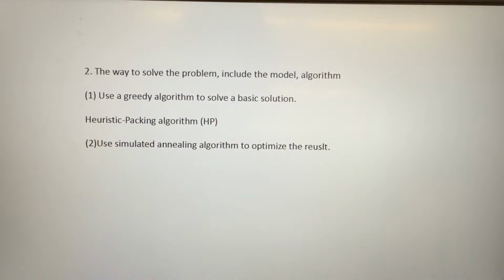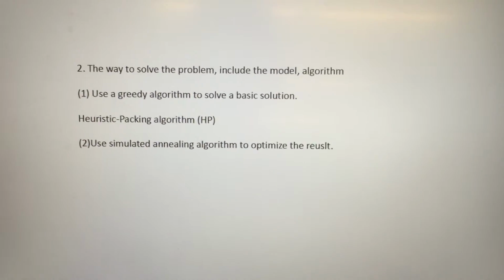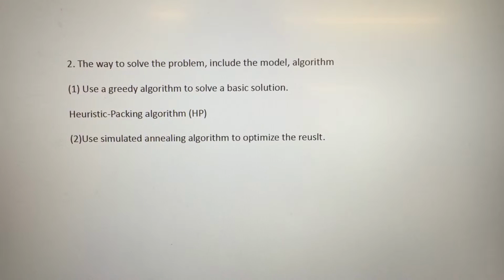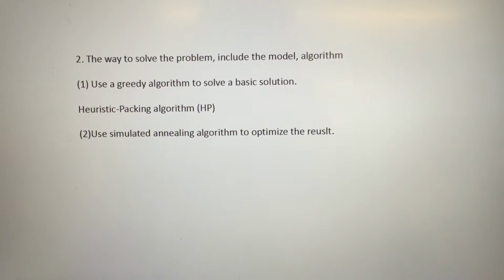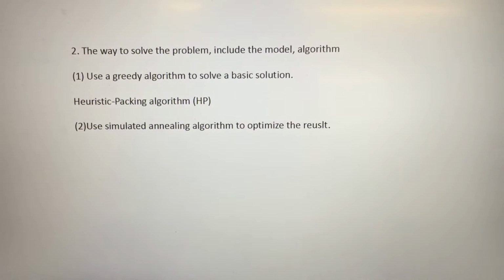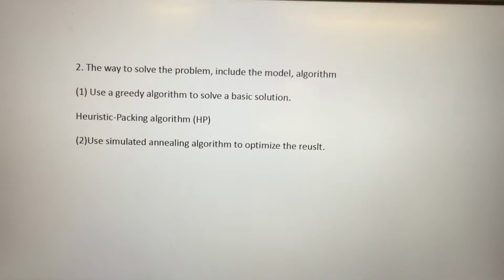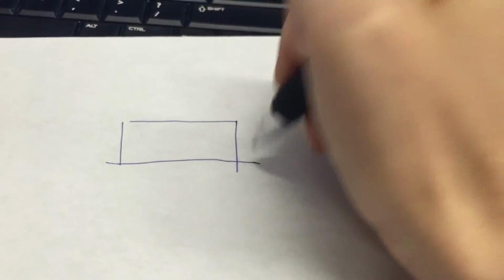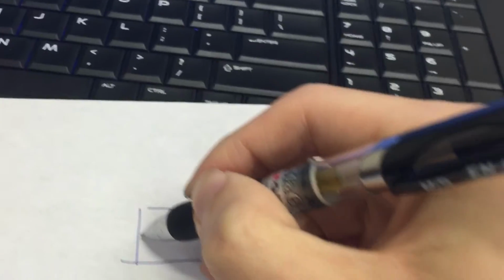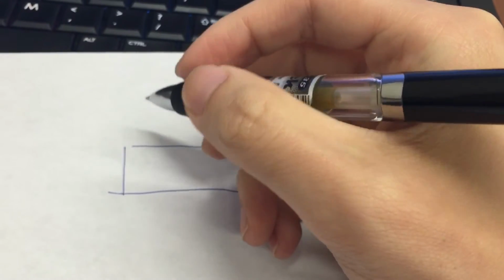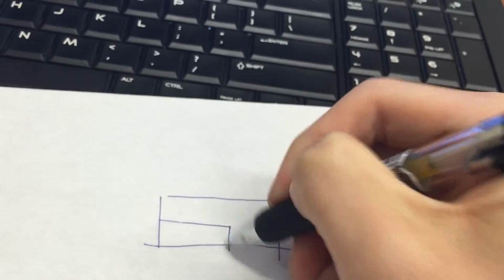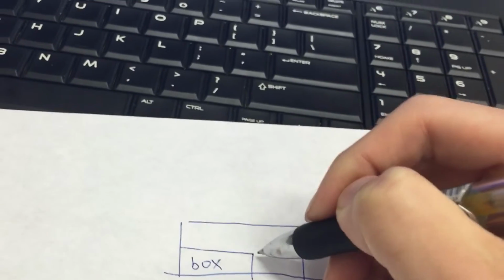Yeah, and here is the algorithm I will use. I will use two algorithms. First, I will use a greedy algorithm to get a basic solution, and after searching some articles I got the heuristic packing algorithm. And the basic idea of this algorithm is here. I have a container, and the first step is to put a box into the left-down side of this container, and here is the box.